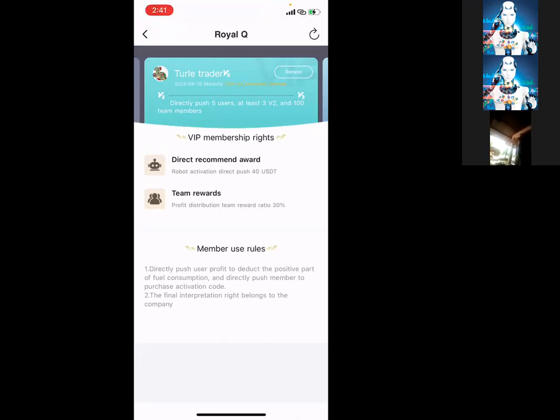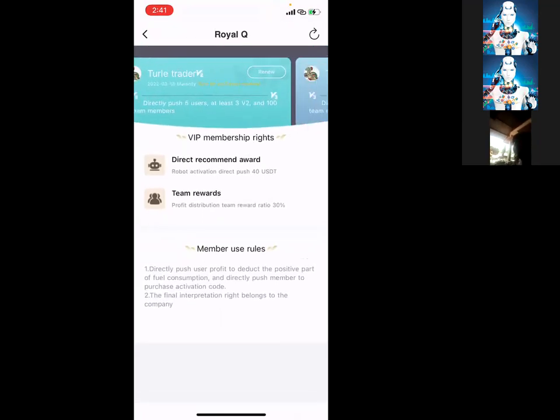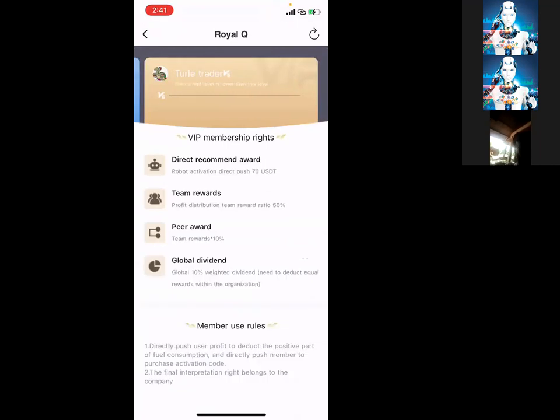At this point in time, anybody that activates the robot, you can earn as much as $40. Let me show you something here. You can even earn as much as $70 US from the $120. That's crazy. Over $70 we can earn directly.